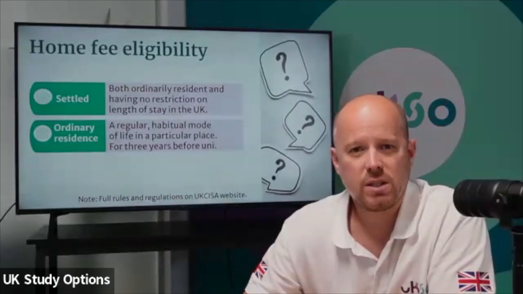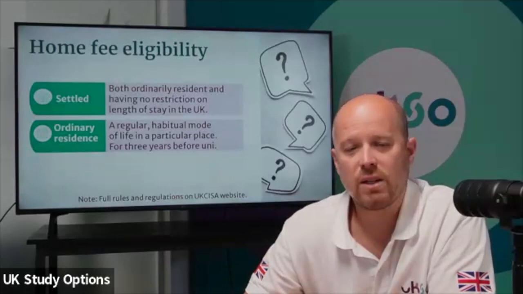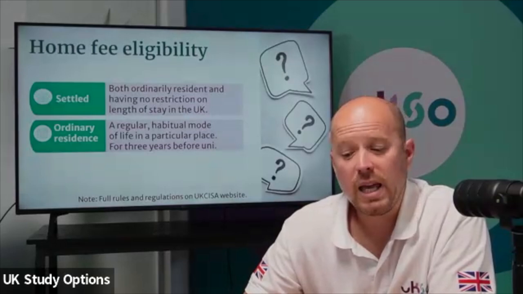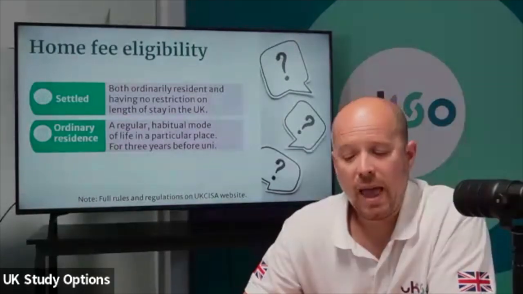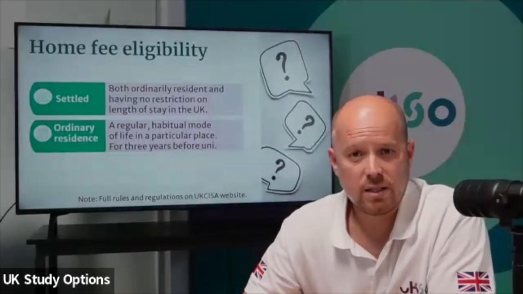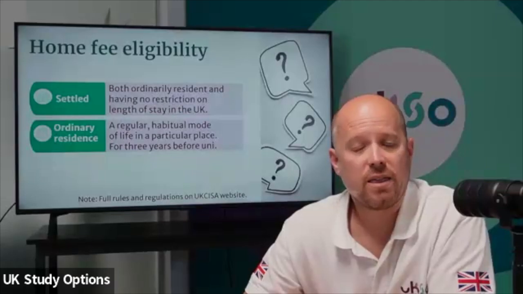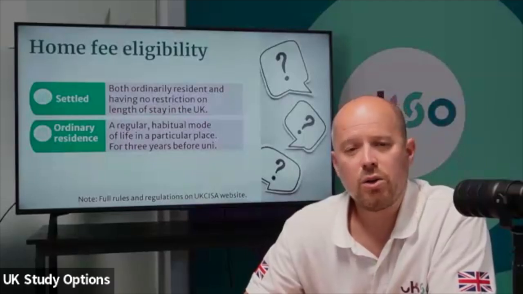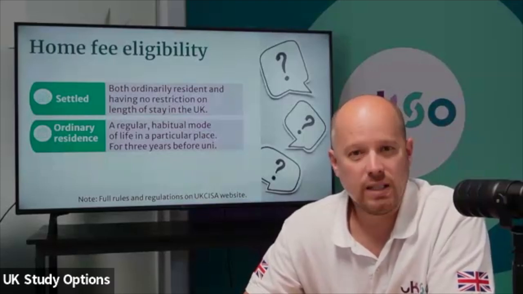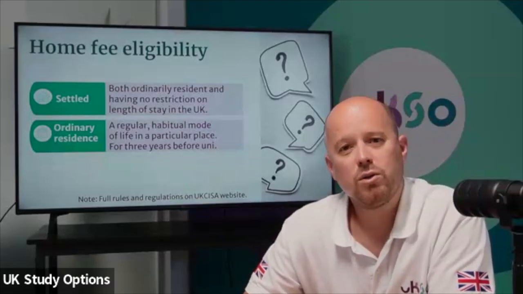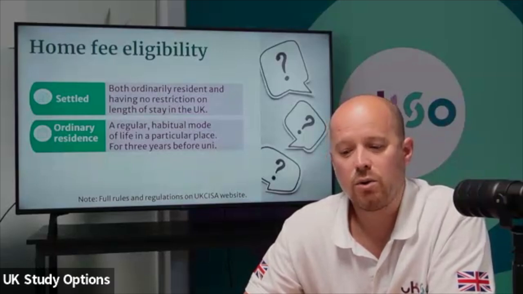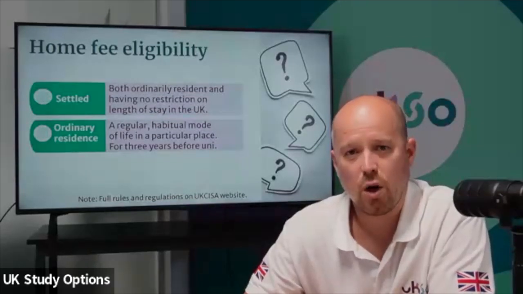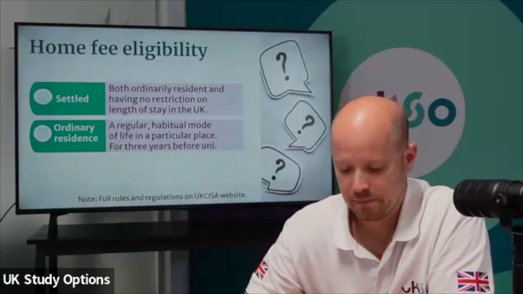But an accepted definition of ordinary residence is having a regular, habitual mode of life for a settled purpose in a particular place. And under the fee status rules, this is always assessed over that 3-year period before the university course starts. So you can see here that you don't need to be living in the UK, but you do need to demonstrate to universities how you have this regular habitual life for them to be able to justify giving you home fees on that basis.